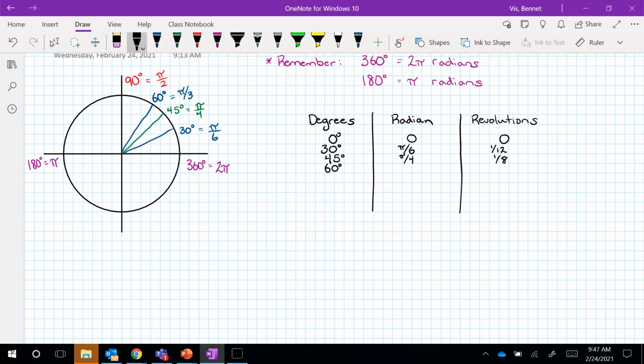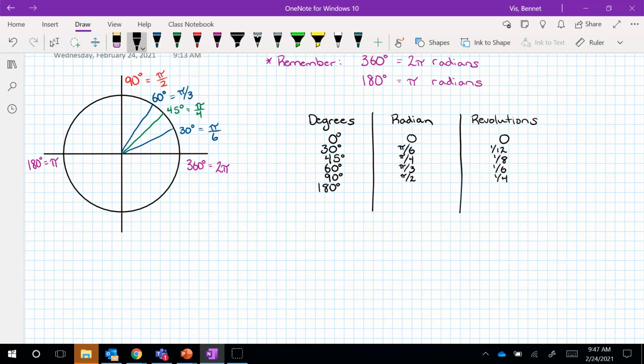Then 60 degrees is pi over 3, which is 1/6 of the whole circle. 60 degrees is 1/6 of 360. 90 degrees is a half of 180, so it's half of pi. It's a quarter of the whole circle. And we're not going to do all of the ones in between, at least not in this.